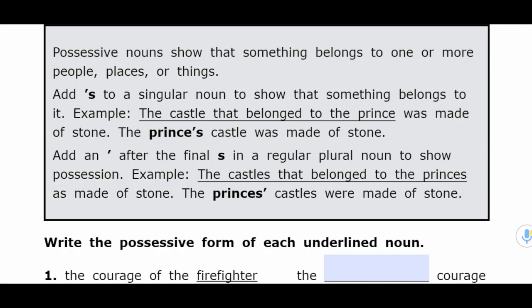All right, so technically all this stuff should be highlighted. Again, a possessive noun shows that something belongs to one or more people, places, or things. If it's singular, just add apostrophe s, like the princess's castle was made of stone. If it's plural, just put an apostrophe after the final s, like this.